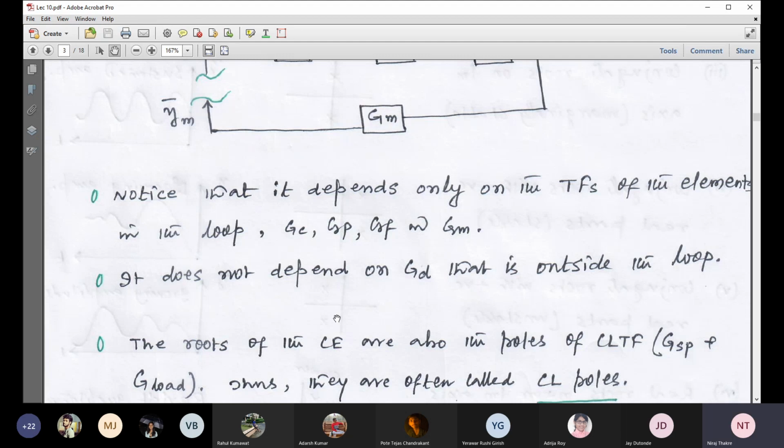Another remark is that the roots of the characteristic equation are also the poles of the CLTF. Thus, they are often called closed loop poles.